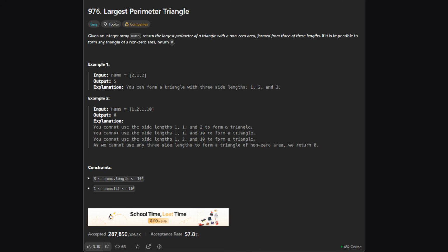Okay, so here's the task. We're given an array of integers called nums. These numbers represent potential side lengths for a triangle. Our job is to pick 3 of these lengths to form a triangle that has the largest possible perimeter, and then return that perimeter. If we can't form any triangle at all, we just return 0.